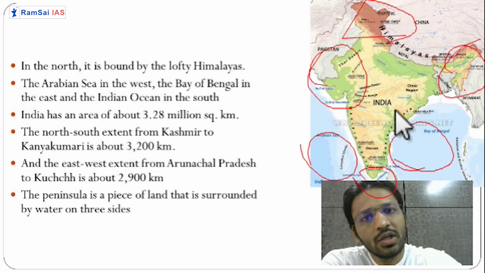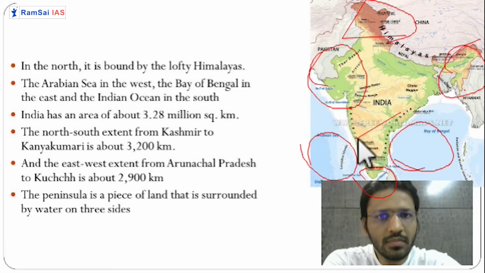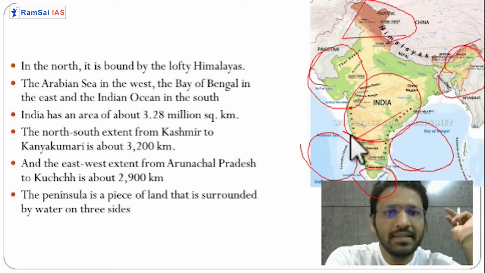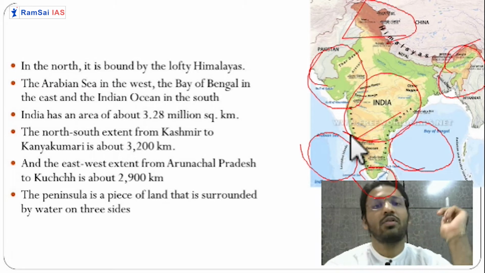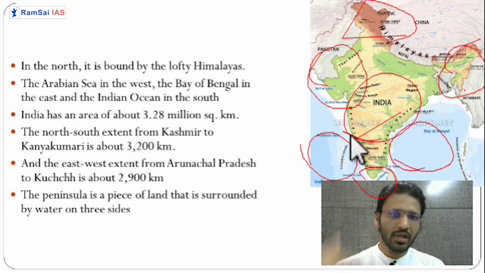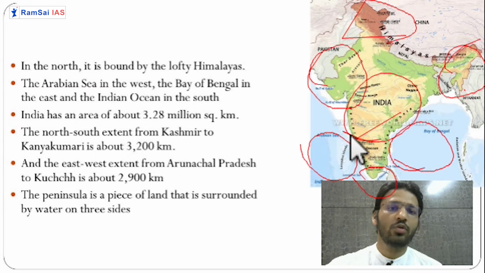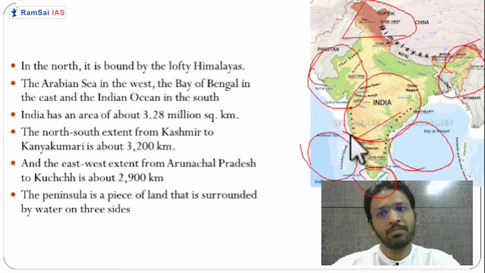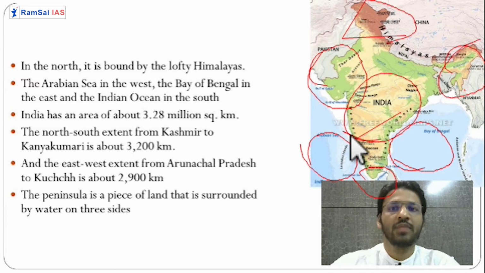In the center, you have the peninsula. The peninsula is a land which was not initially part of India. It floated from the southern hemisphere to the northern hemisphere. That we are going to see in Wegener's theory of continental drift and plate tectonics when I come and teach you in the class.